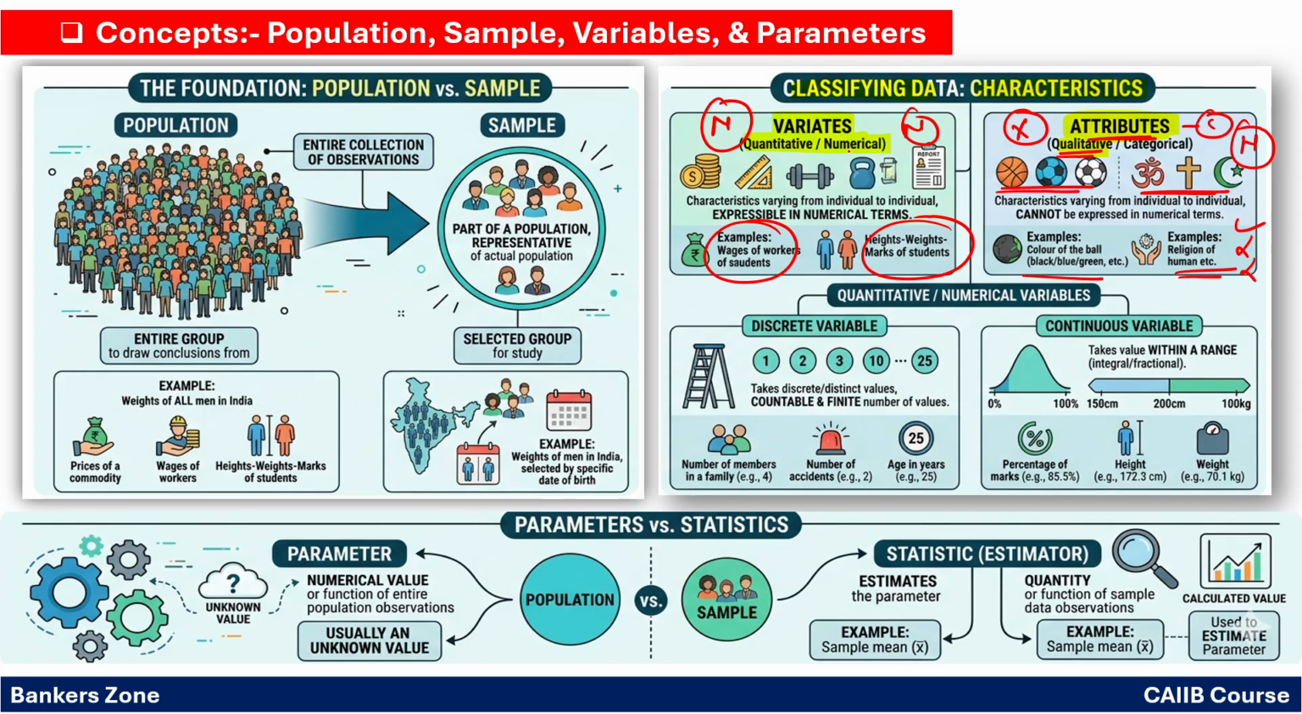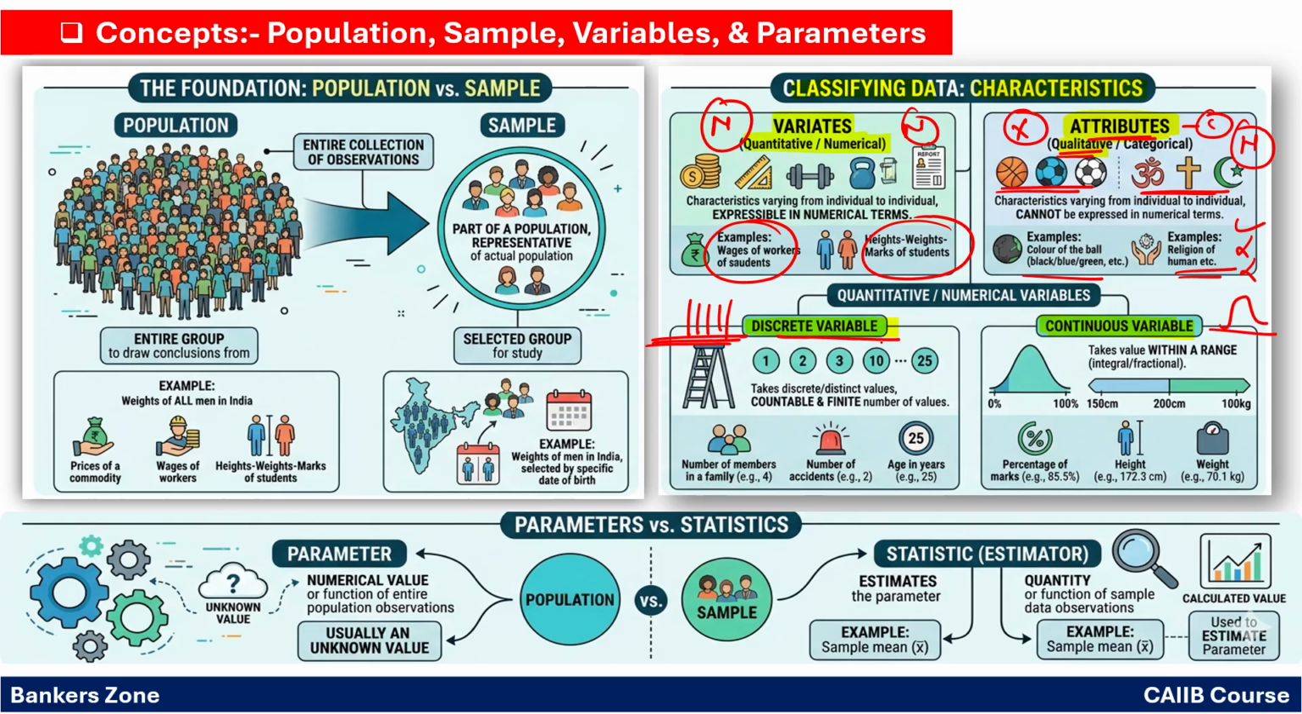So numerical data, variates, we can further classify into two categories. One is the discrete variable, and the other is the continuous variable. So what does discrete mean? Simply, it will give the individual value. Continuous means it will have some range, right?